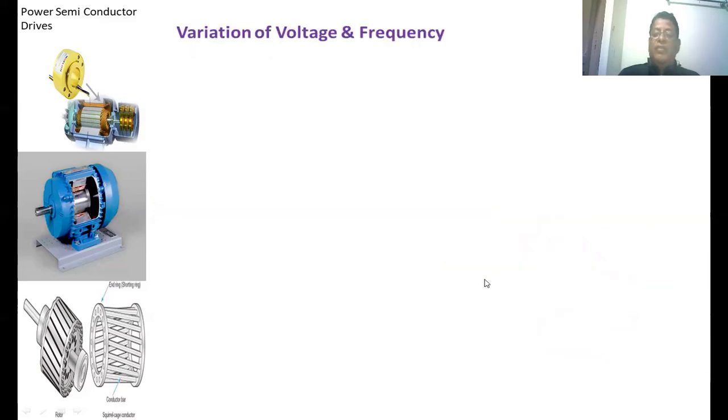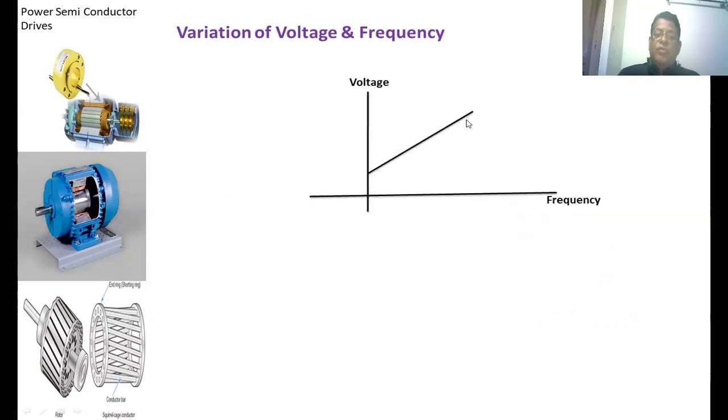Variation of voltage with frequency. Now take the frequency on the x-axis and voltage on the y-axis. This is the variation of the voltage up to the rated frequency. This is the rated frequency. Once the frequency reaches the rated frequency, after that the voltage is constant. Why does this graph start from this value? At low frequencies, that is, at low speeds of the induction motor, we are maintaining a V by F ratio higher than that near the rated frequency.